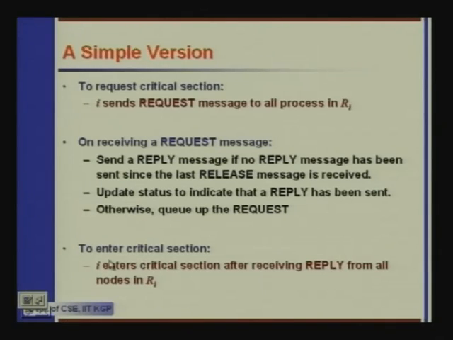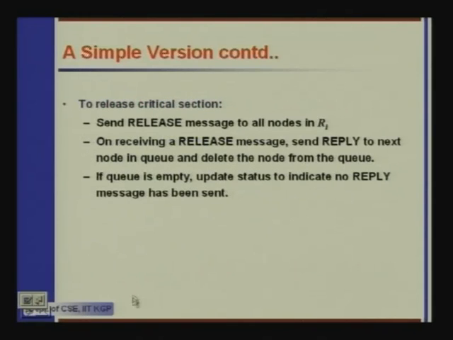For a process to enter the critical section, it enters after it has received reply from all nodes in its request set. So, this is fairly simple. Then to release the critical section, the process sends release messages to all nodes in its request set because it had got reply messages from all of these nodes. On receiving a release message, a node sends reply to the next node in the queue and deletes that node from the queue.